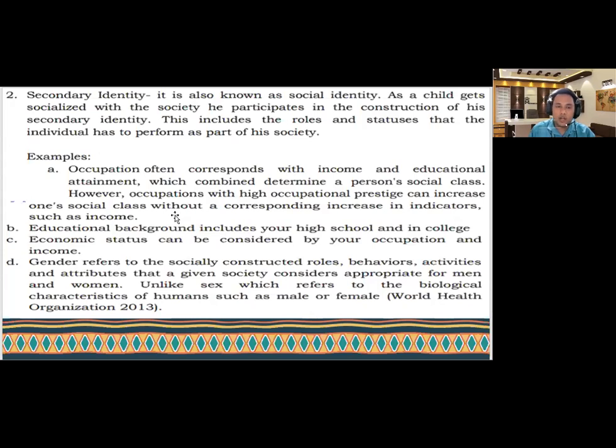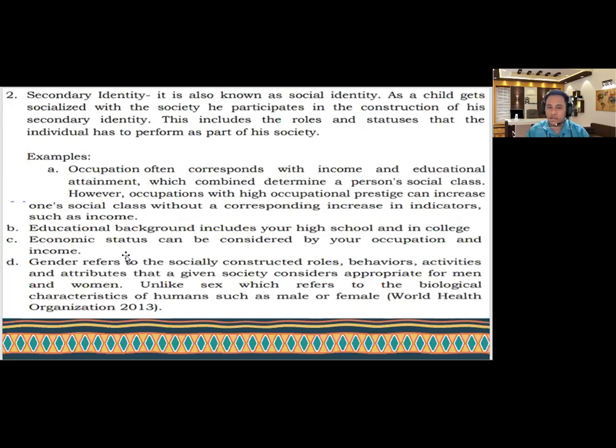First thing, occupation. Okay, so occupation often corresponds with income and educational attainment, which combine determine a person's social class. However, occupations with high occupational prestige can increase one's social class without a corresponding increase in indicators such as income. Okay, number one, when it comes to identity is the occupation natin. Okay, so hindi nakasama dito yung mga pang beliefs saka values. Now we are talking about the societal issues here. Okay, occupation, which corresponds with the income.